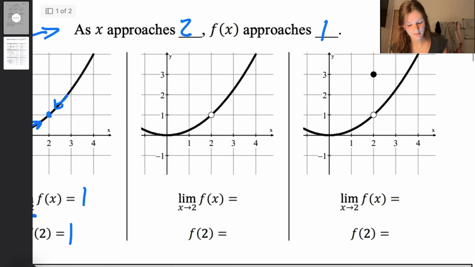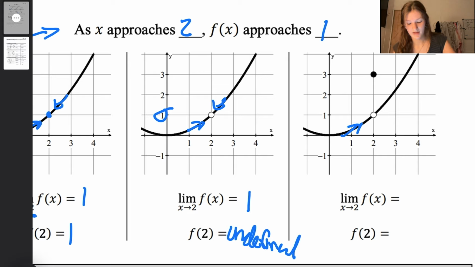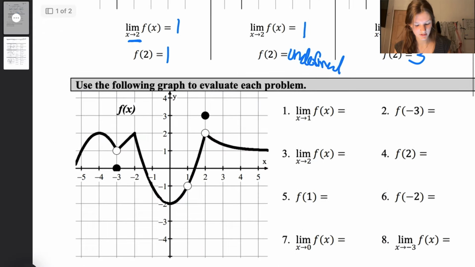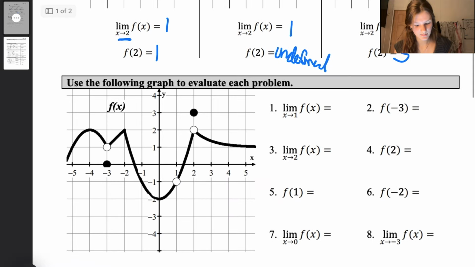So then for this problem, we have the same situation. The graph is also approaching 1, same limit, but f of 2, as we can see, there's a hole, it's undefined. Okay, again, same situation. What is it approaching? 1. What's the actual value? 3. Okay, so super simple, just a little get your head up to speed.